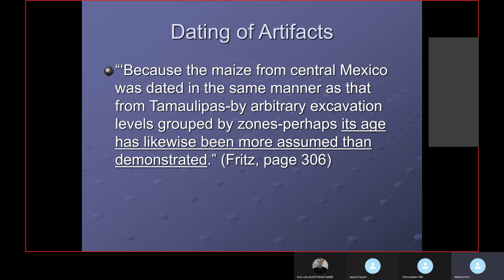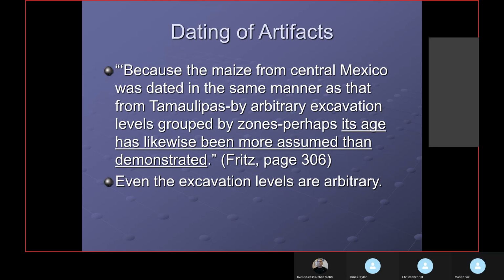So they hadn't demonstrated it. How do they know that it wasn't covered up in a cataclysm, or covered up more rapidly than they've assumed? So they've made assumptions about it. It's based on assumptions. Even the excavation levels are arbitrary. Now notice what he says: by arbitrary excavation levels. They're arbitrary, grouped by zones. He admits it's arbitrary. That's Fritz.